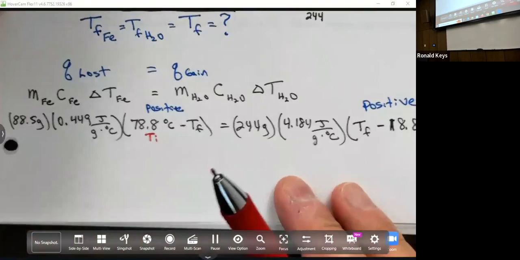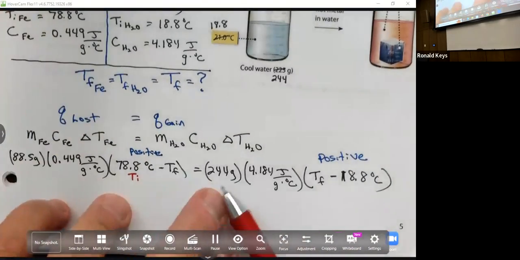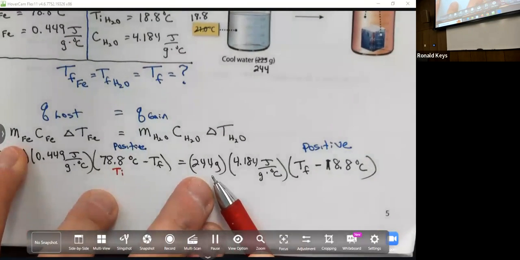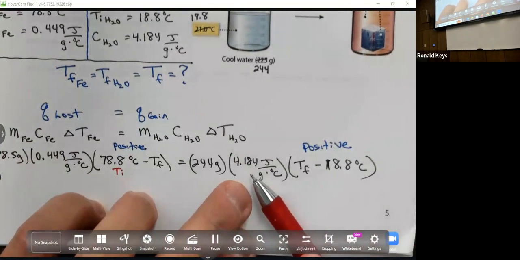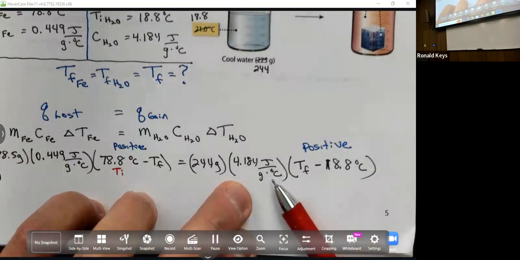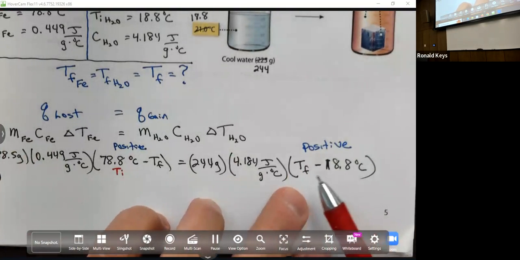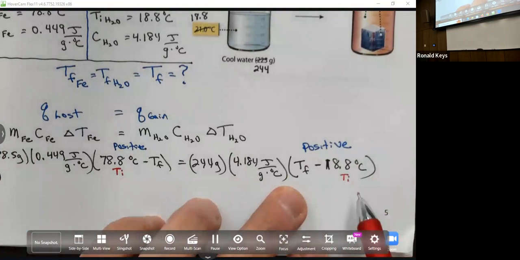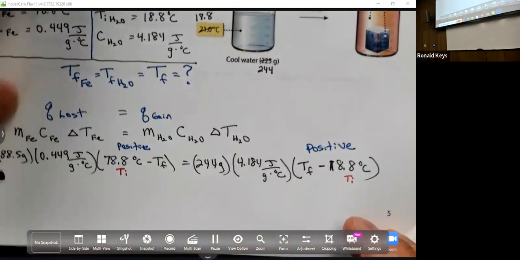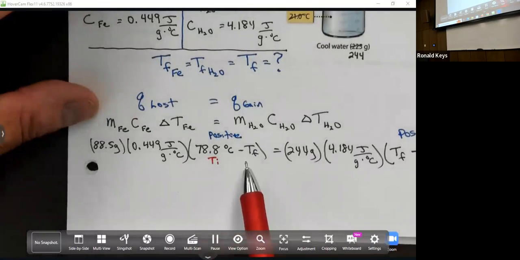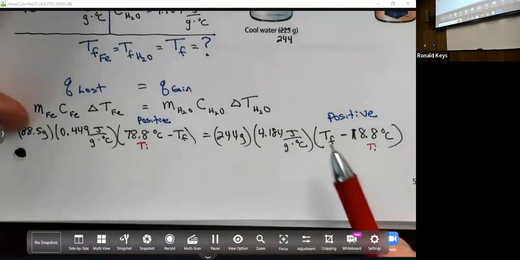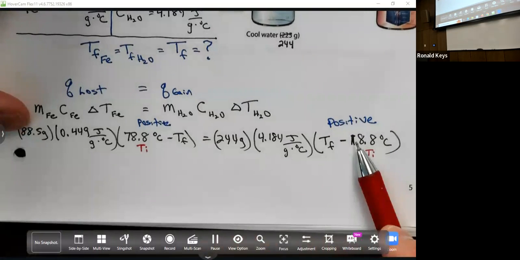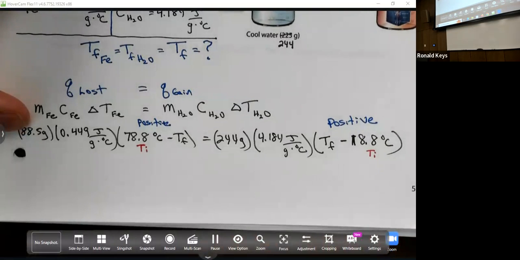That is going to equal the heat gained by the water. The mass of the water is 244 grams. The specific heat of water is 4.184 joules per gram degree Celsius. And the change in temperature of the water is going to be T final minus T initial this time. So it's not T final minus T initial every time. Again, we have to make what's in the parentheses a positive value.